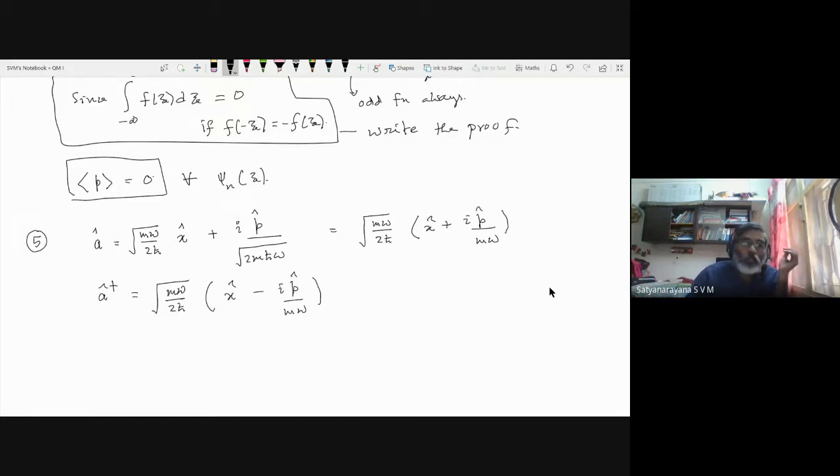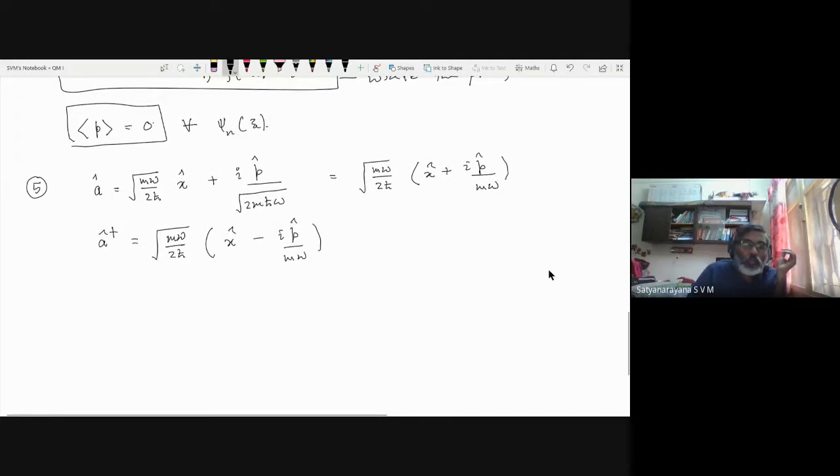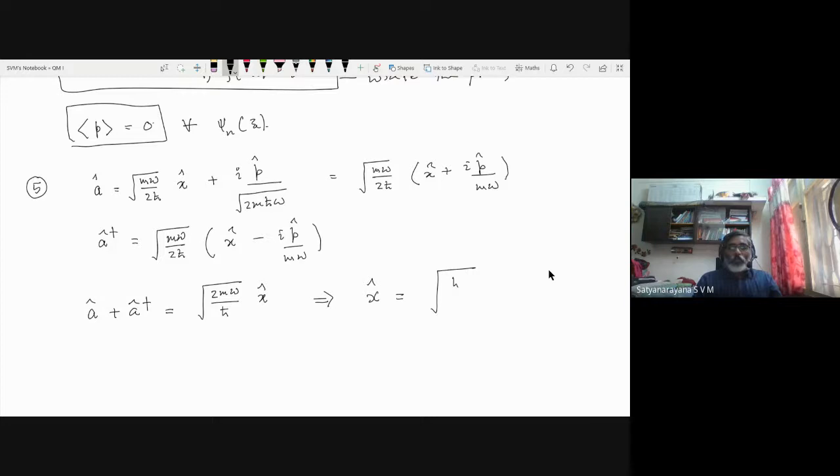Okay. Now, suppose you add these two things, that is, a plus a dagger. A plus a dagger is equal to the square root of 2 m omega by h bar into x. This 2 is coming into the numerator because there are two terms when you add them. So this implies your x operator can be written as the square root of h bar by 2 m omega into a plus a dagger.